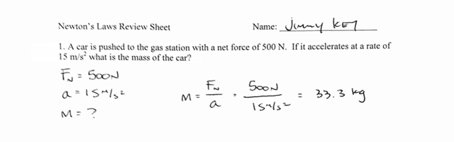Number one says, a car is pushed to the gas station with a net force of 5,000 newtons. If it accelerates at a rate of 15 meters per second squared, what is the mass of the car? So we have the net force of 500, an acceleration of 15, and we're looking for the mass. Well, this one is pretty simple, gives us everything we need. Mass is the net force divided by acceleration, 500 divided by 15, 33.3 kilograms.